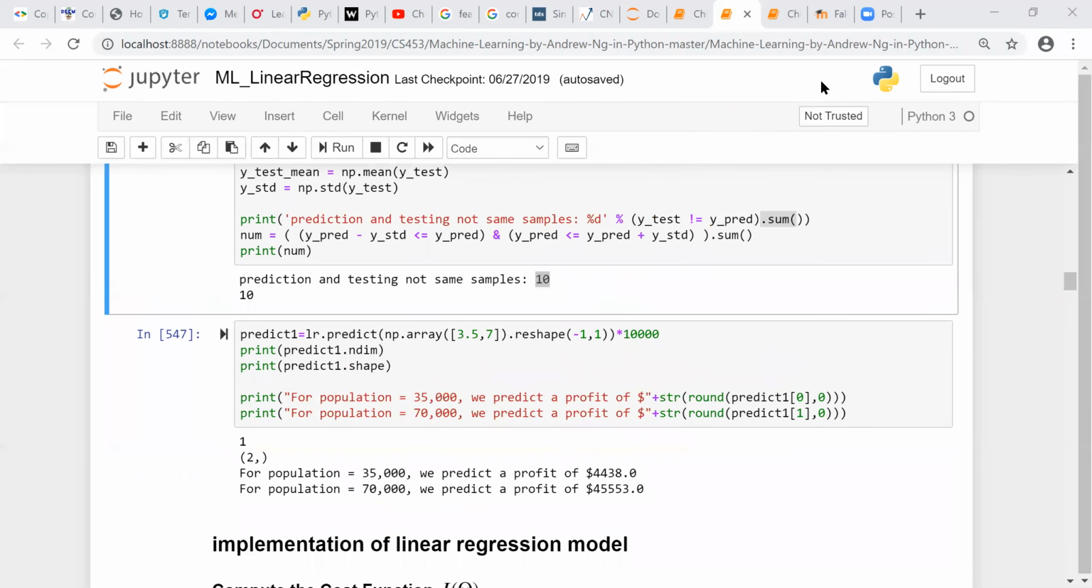And then next, let's see. We can also predict with some new value. Not the training, not the sample, okay? So this is newly collected data. That's our purpose, because both training and testing belong to the sample space. In this case, we have 3.5 and 7, and then we reshape and then we times. That's the population. We have these two populations. Then we are going to predict their profits.